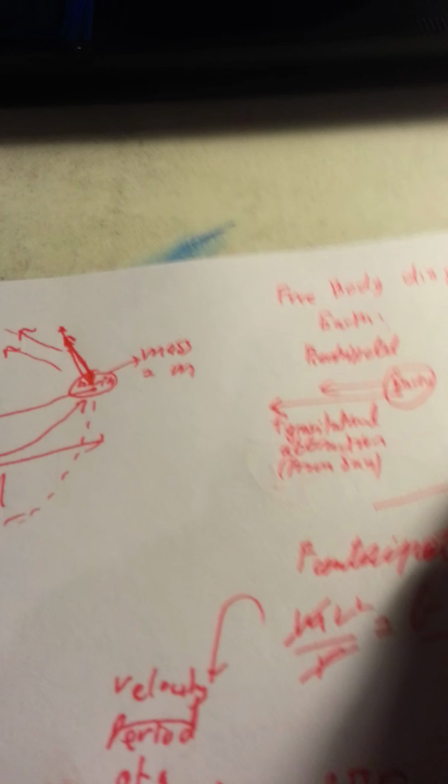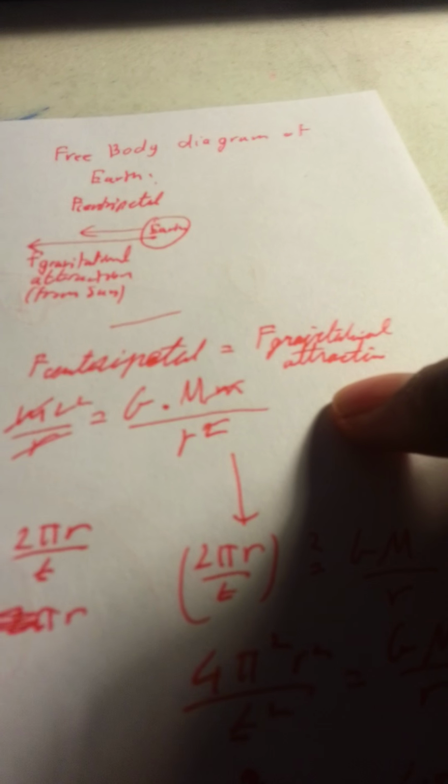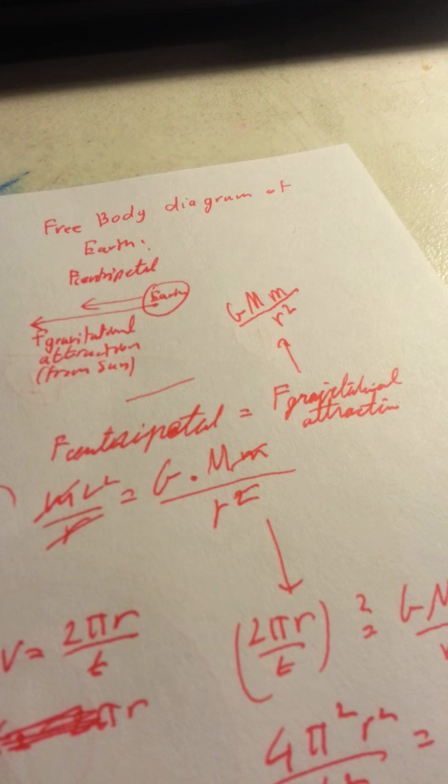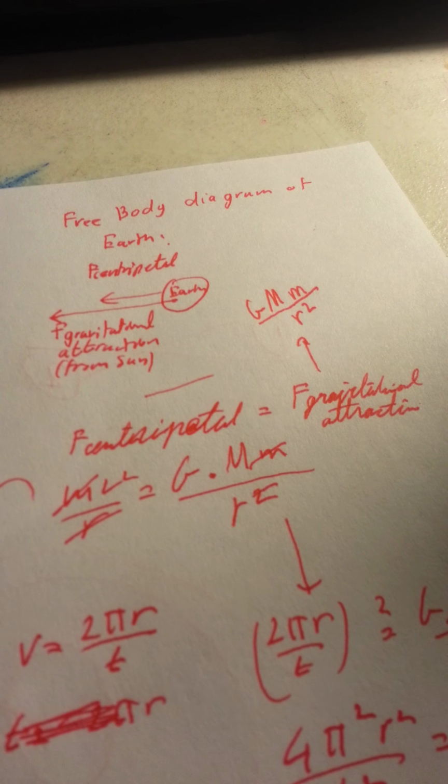Now, let's construct a force equation for this. The centripetal force is equal to the gravitational force. In case you did not know, the formula for gravitational force is equal to G, big G, which is the gravitational constant, times the mass of one planet, times the mass of another object, planet, or star, divided by the distance between the centers of gravity of both objects squared. That's the formula for gravitational attraction.